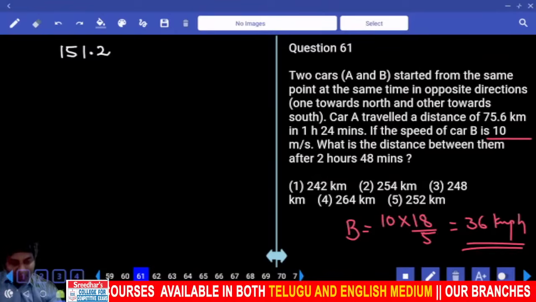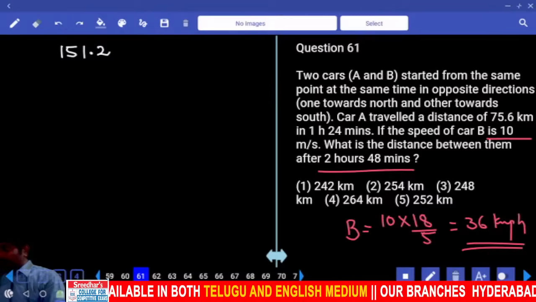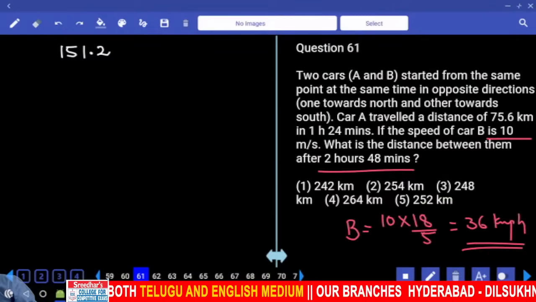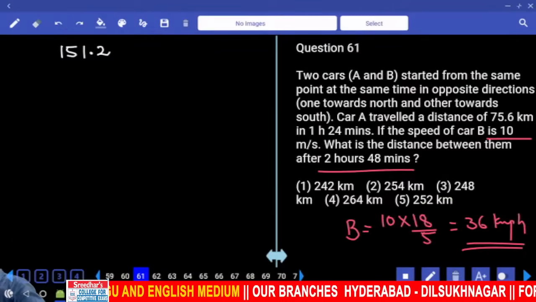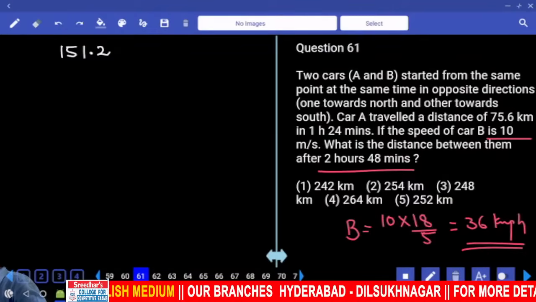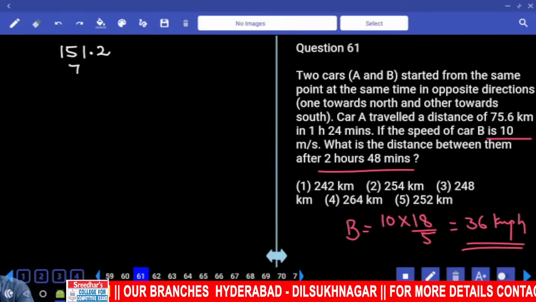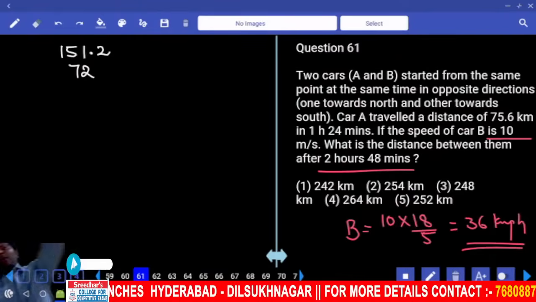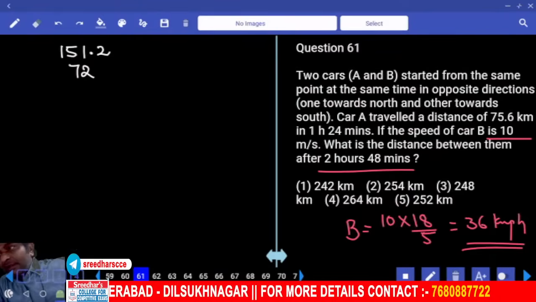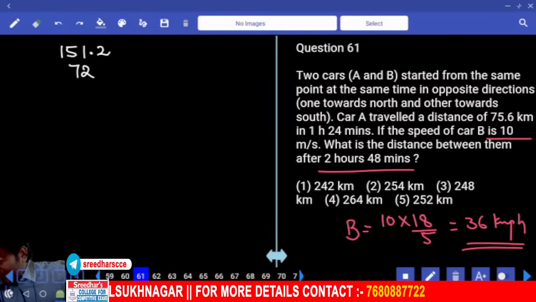36. What is total time given for us? In 2 hours, 48 minutes is there, I'll consider that later. Per hour, if it covers 36, in 2 hours it will cover 72. How much more time we have? 48 minutes. Correct?